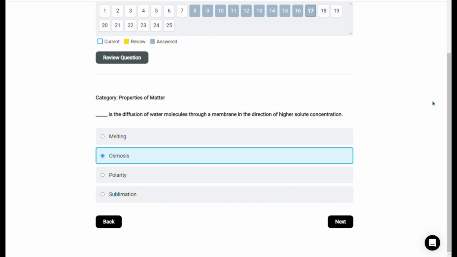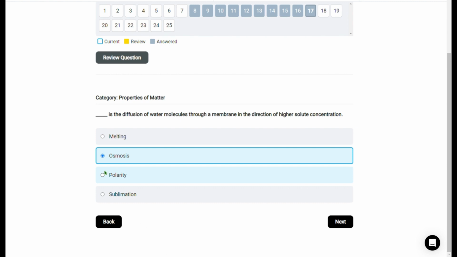However, with water, osmosis is the movement of water, plain and simple. It may be best to weed out the other answers in this case if you can't remember osmosis specifically. Melting is pretty simple. That is the process of a solid turning into a liquid. That wouldn't be the diffusion of water.